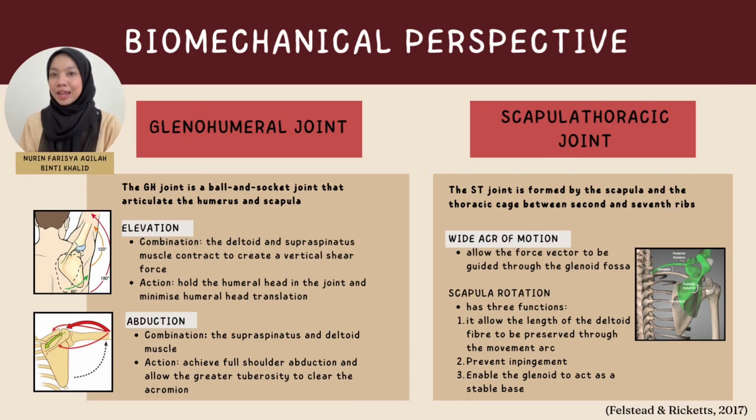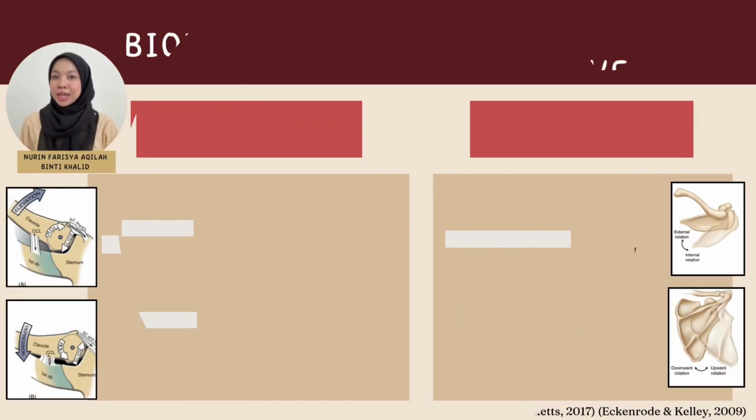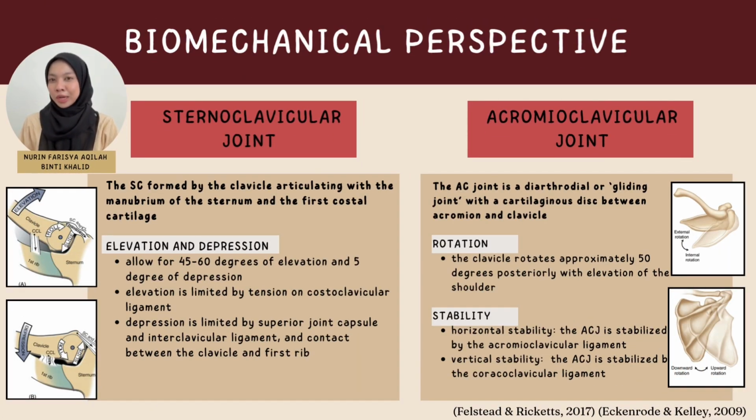In this slide, I highlight three important functions of a normal scapular rotation. Besides that, the sternoclavicular joint is formed by the clavicle articulating with the manubrium of the sternum and the first costal cartilage. This joint allows for elevation and depression of the shoulder. For example, it allows for 45 to 60 degrees of elevation and 5 degrees of depression.